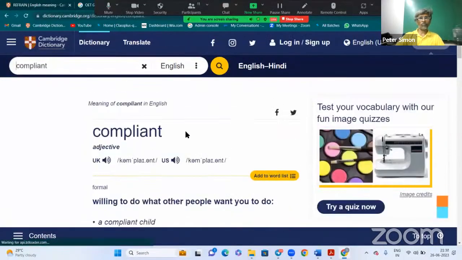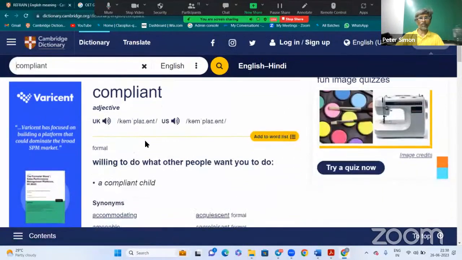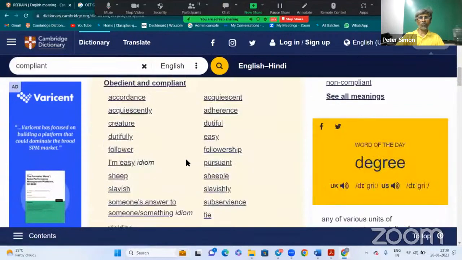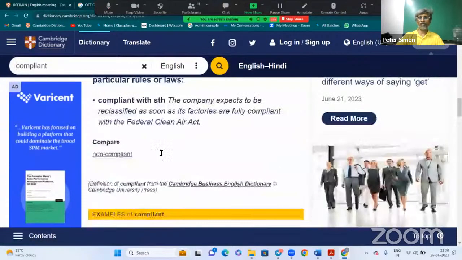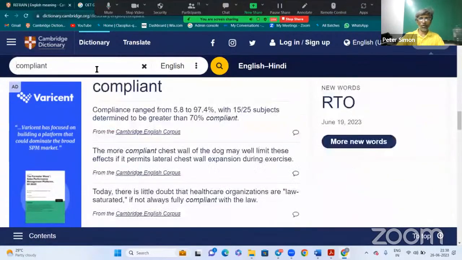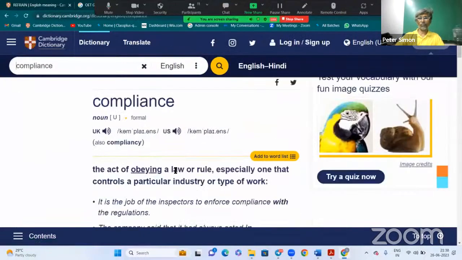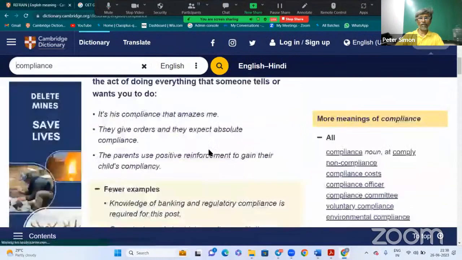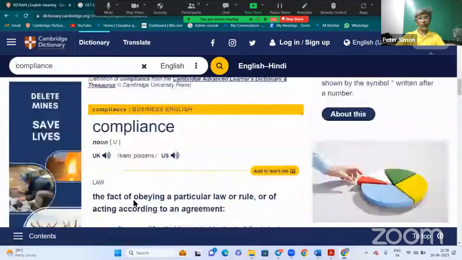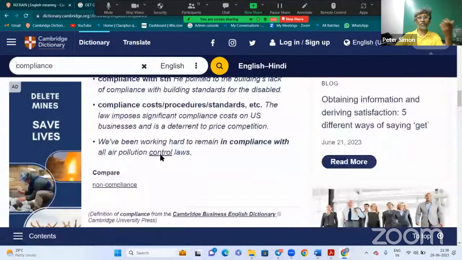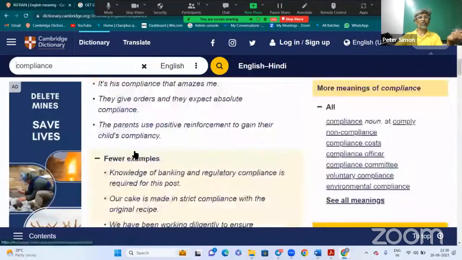Okay. So you can see these words. Compliant, used to describe someone who obeys a particular rule or law. So compliant: obedience to suggestions, and compliance. Compliance is formal, the act of obeying. Medication, medical, the fact of obeying a particular law or rule. Compliance. So it's a very special word. Try to use these words.